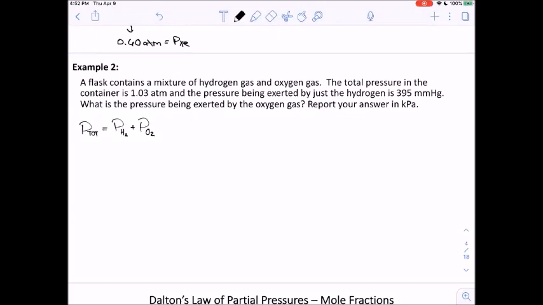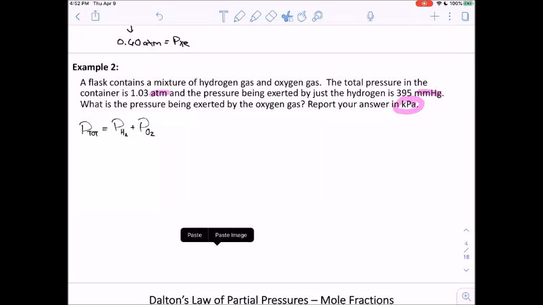Now we want to make sure that everything is in the same units. And since it asks us to report our answer in kilopascals, it makes sense to convert both those units to kilopascals now rather than waiting until the end, because we're going to have to do a conversion anyway. Our units don't match. I have millimeters of mercury and I have atmospheres here. So the first thing I'll do is convert the first one, which is the 1.03 atmospheres, into kilopascals.